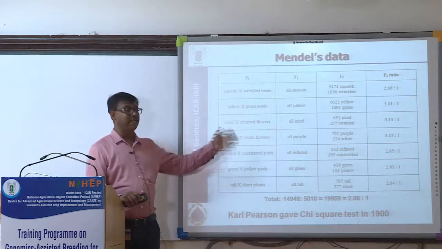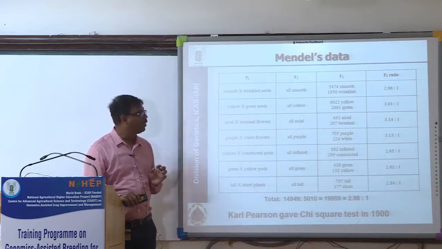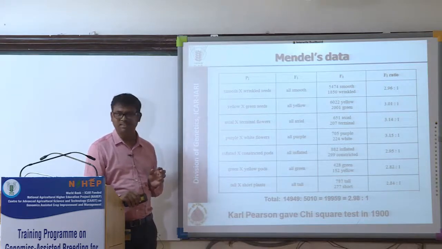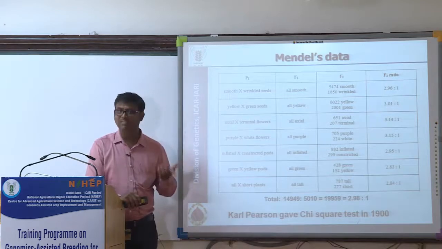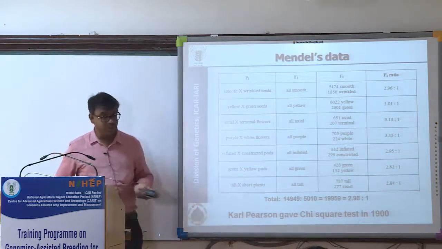He could tell that every trait is segregating 3:1. If you start thinking in 1865 why it is 3.01, why it is 2.96, I think nobody will come to any kind of conclusion. So that was one of the greatness of Mendel, that he took every ratio as 3:1.